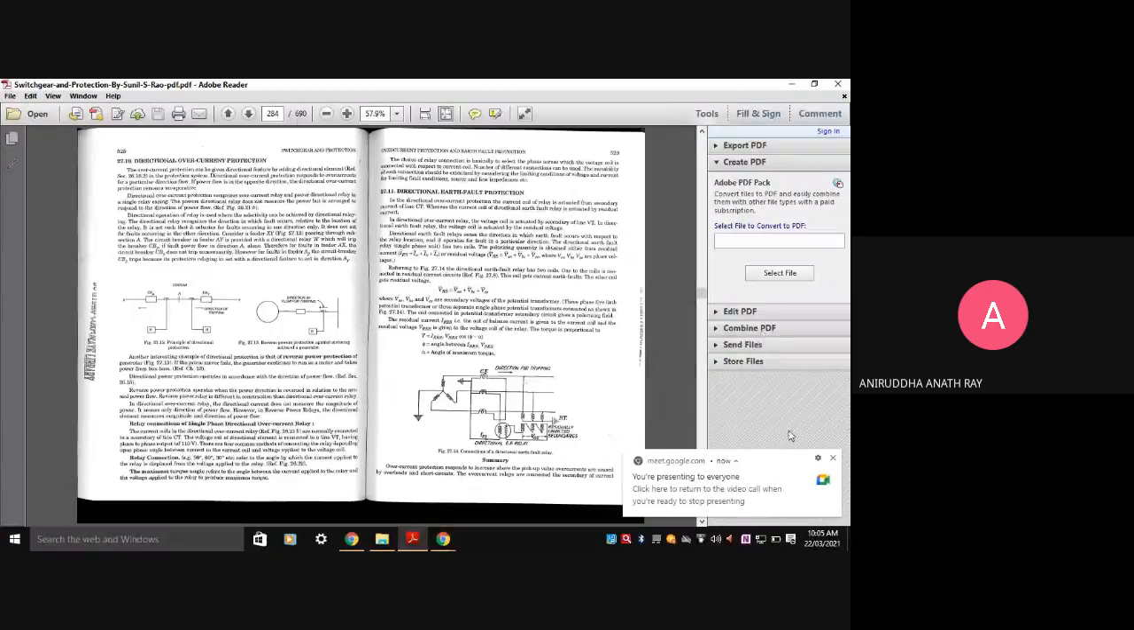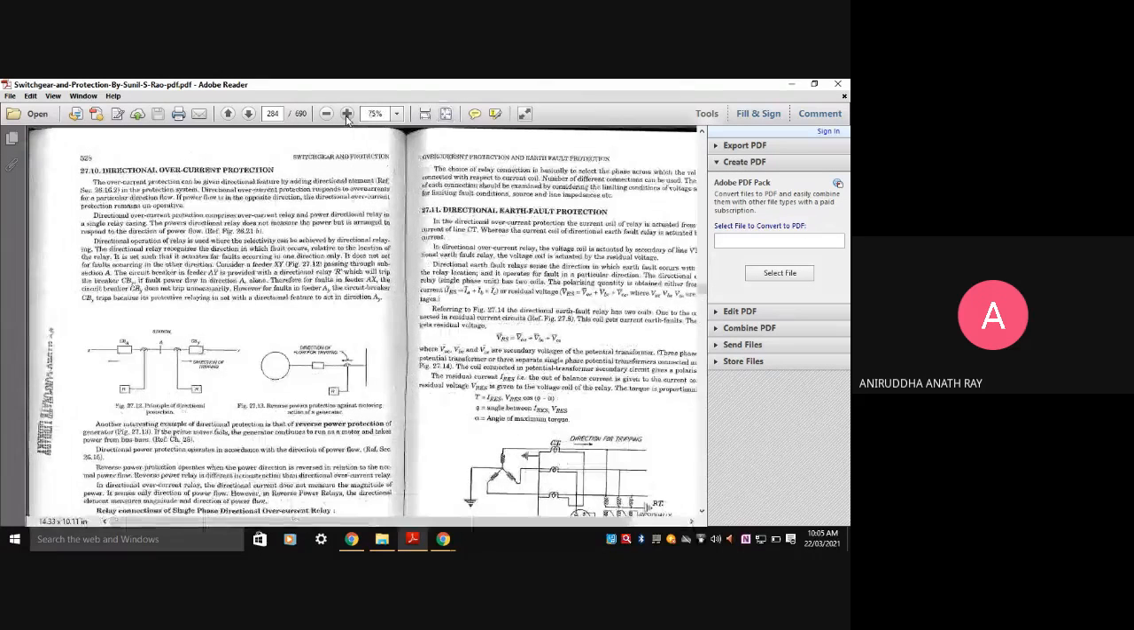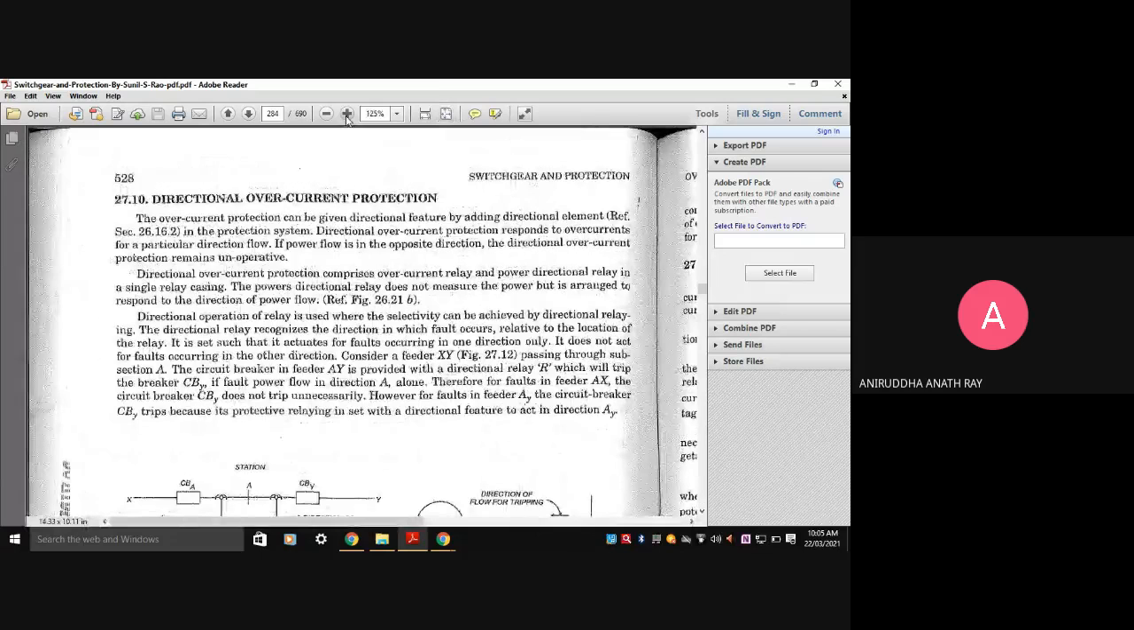Today we are going to study directional overcurrent protection. Overcurrent protection can be given a directional feature by adding a directional element in the protection system. Basically, directional overcurrent protection responds to overcurrent for a particular direction of flow. If the power flow is in the opposite direction, the directional overcurrent protection remains inoperative.